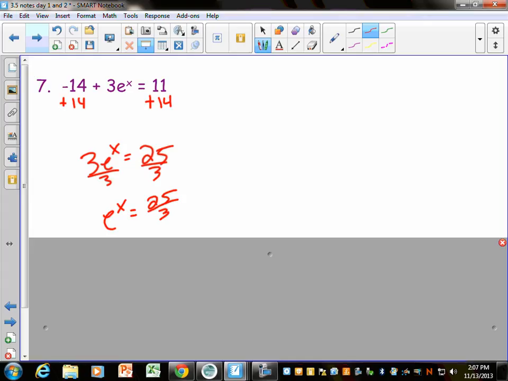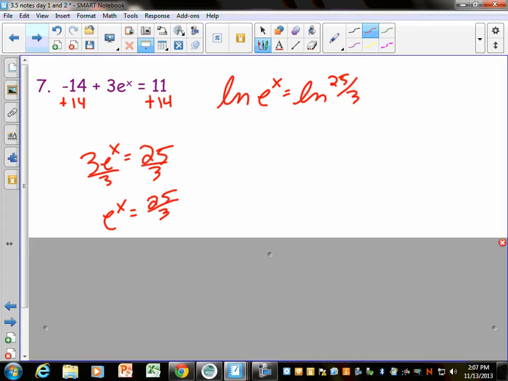And then just like to get rid of ln, we e both sides. To get rid of e, we're going to ln both sides because they undo each other. So I would get ln of e to the x equals ln of 25/3. And what happens when I have ln of e to the x? Yeah, ln of e is just 1, or they cancel out.